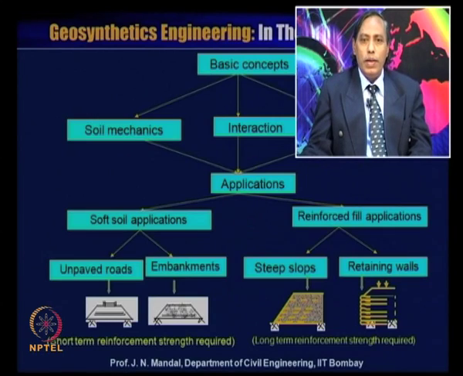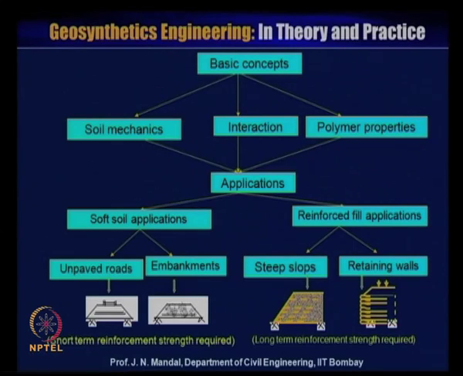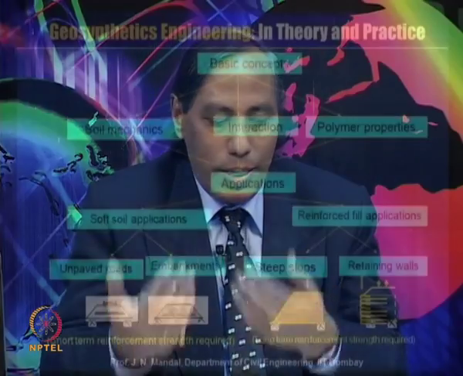Now, based on the basic concept of reinforced earth, there are two things. One is soil mechanics, another is the interaction with the polymer material. One, you should know the characteristics of the soil material; two, you should know the characteristics of the polymer material. Both interact, soil and polymer, and you can make a reinforced earth system. Now what is that interaction?